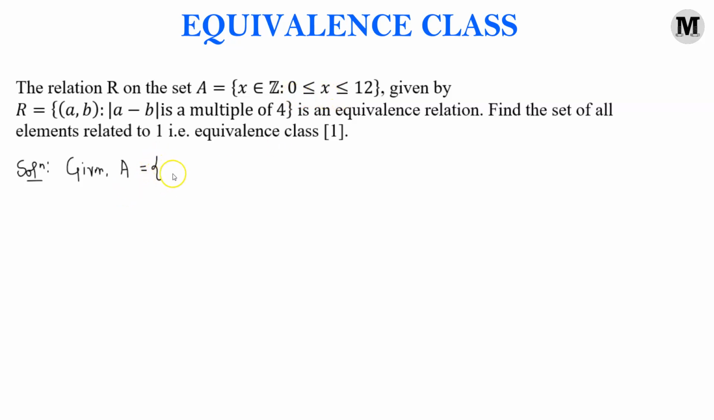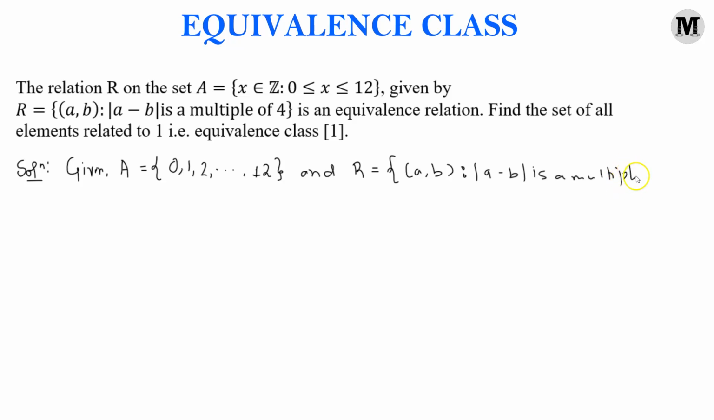So let's list all the elements. That means we're going to express A in the roster form. So here we have 0, 1, 2, going all the way up to the last integer, which is 12. Okay, and we have a relation R. R is the set of ordered pairs (a, b) such that the absolute value of a, or we can say the difference of a and b, is a multiple of 4. Now, our goal will be to find out the set of all the elements that are related to 1.